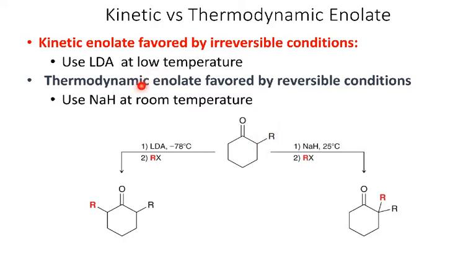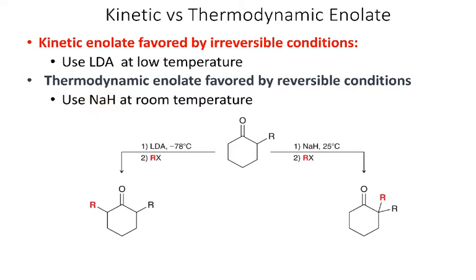If I want to favor the thermodynamic enolate, and so to give me substitution on the more substituted alpha carbon, I want to use higher temperatures. So that's going to favor formation of an equilibrium where I'll get the more stable product. And then we can also favor the thermodynamic product by using a non-sterically hindered base like sodium hydride.